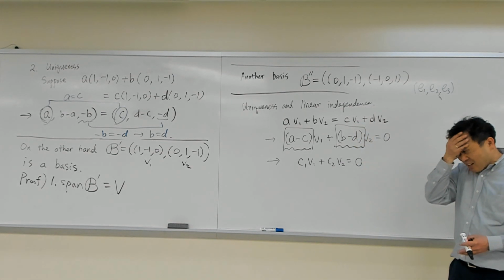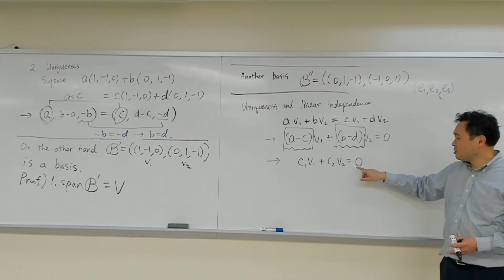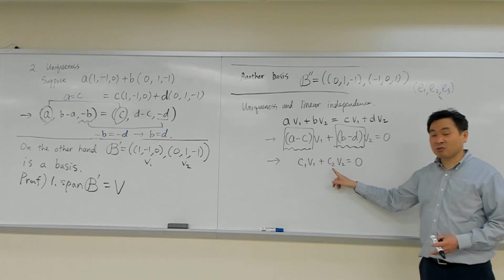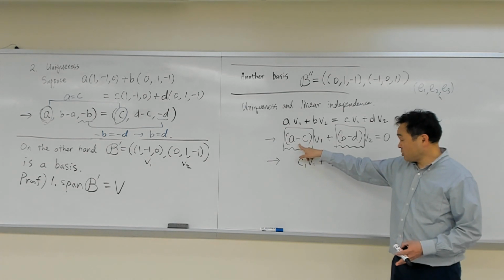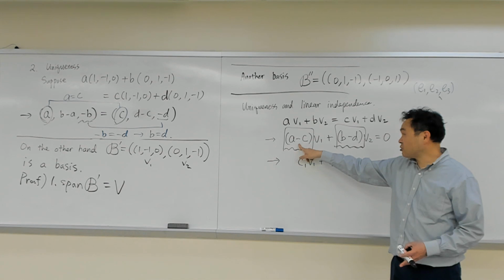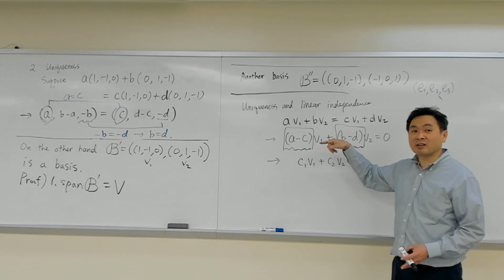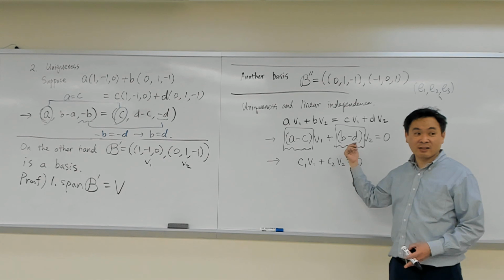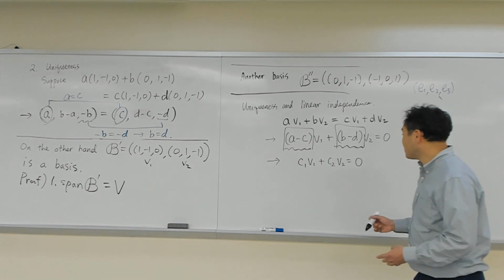What this result is saying is that if you can show that the only way to write 0 as a linear combination of these two vectors is for C1 to be 0 and C2 to be 0, if that can be proven, then you will see that A minus C has to be 0 and B minus D, which is C2, also has to be 0, which in turn shows that A has to equal C and B is equal to D. You see that? Okay, so we have this concept of linear independence.